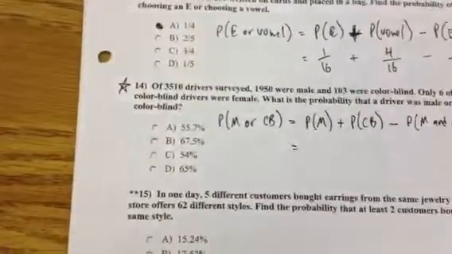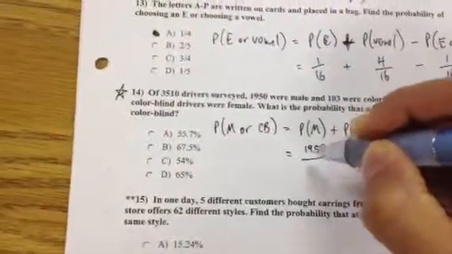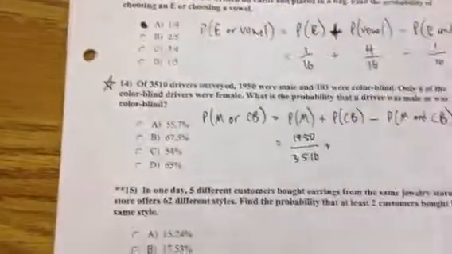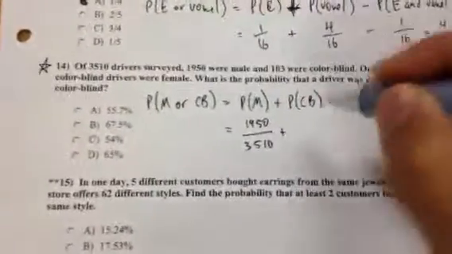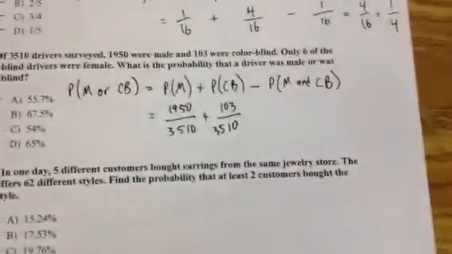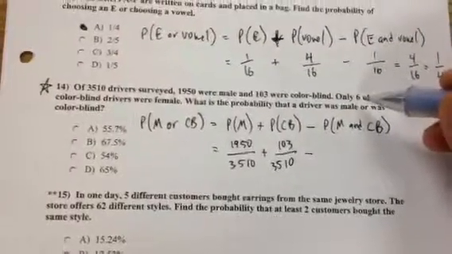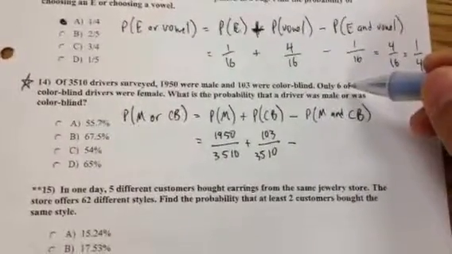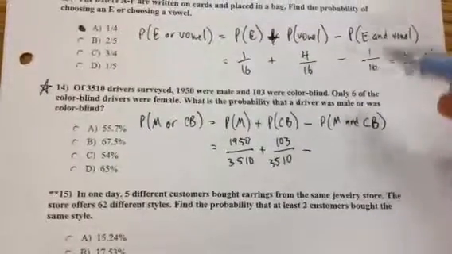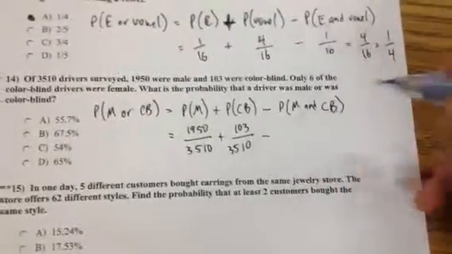Alright, so the probability they're male is going to be 1,950 over 3,510. Colorblind is 103 over 3,510. And then this number, well, if 6 of them were female, then I'm going to subtract 6 from the 103, which gives me 97, which means 97 were male and colorblind.